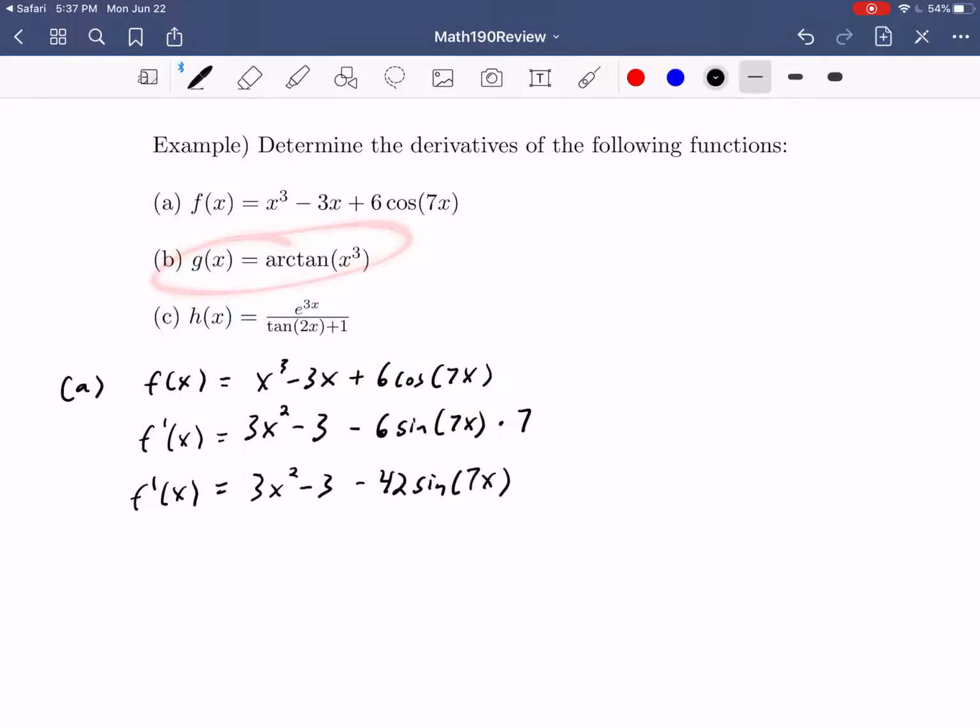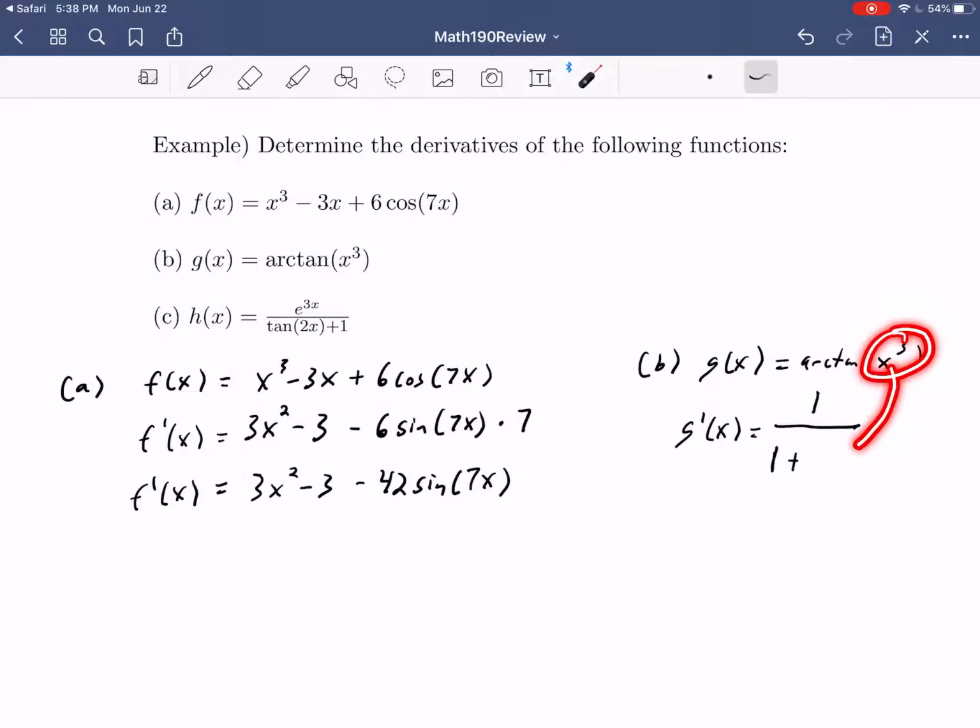Let's go ahead and take a look at B as well. So B, we've got g of x is arctan of x cubed. So when we go to do g prime, we're going to be using chain rule. The derivative of arctangent is 1 over 1 plus x squared. But of course, this is going to be going inside of that. So we're going to be getting 1 plus x cubed squared. And then times the derivative of the inside there, which of course would be 3x squared.